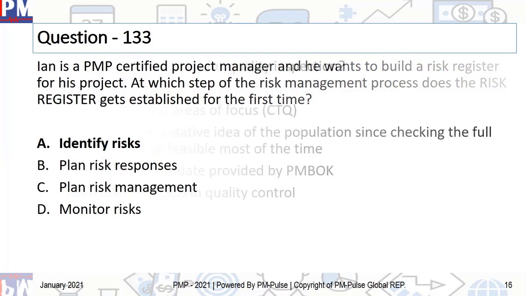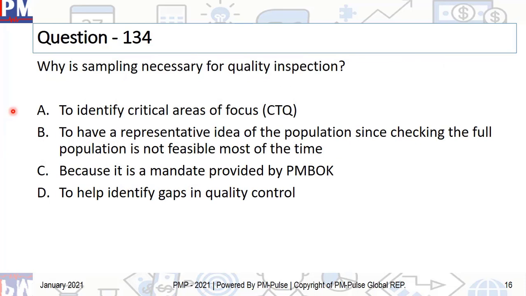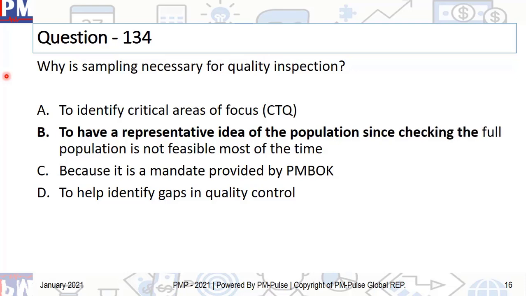All right, let's move on to question number 134. And the correct answer is absolutely B, right? I'm pretty sure you got this right. To have a representative idea of the population, since checking the full population is not feasible. By population, I don't mean the actual population of people. Sometimes it is. Yes, basically, population means checking everything.